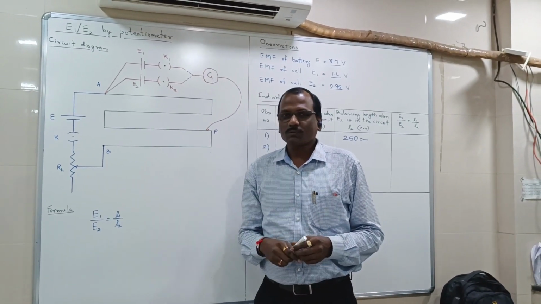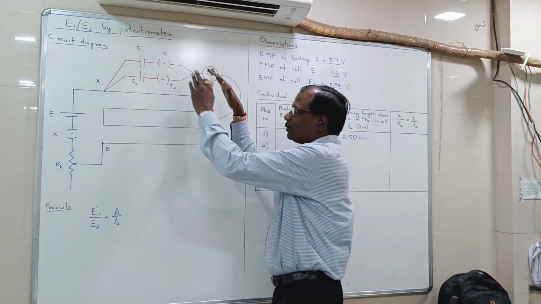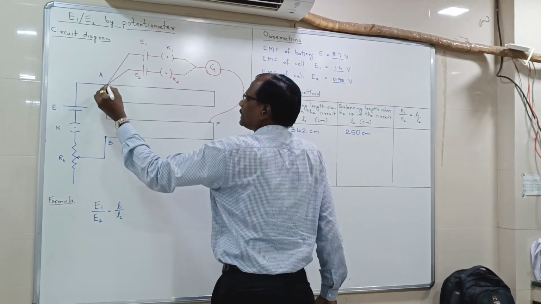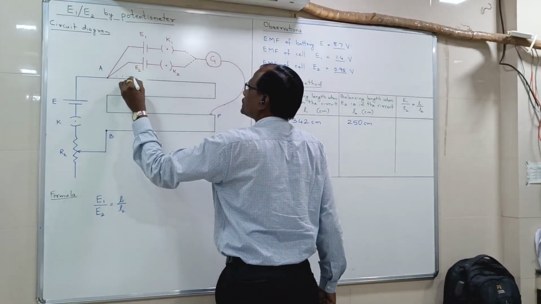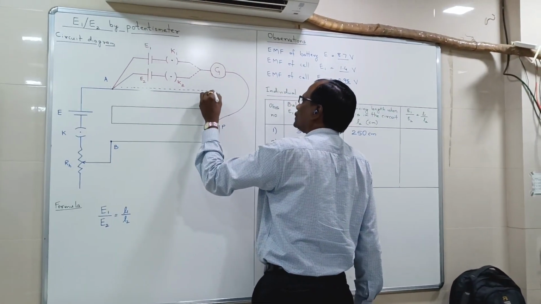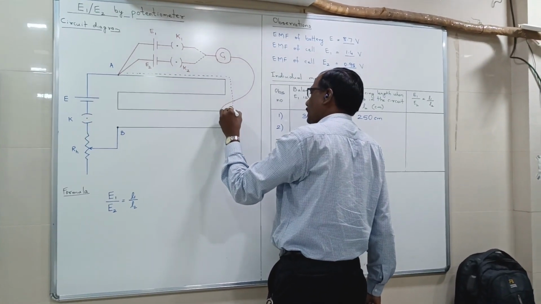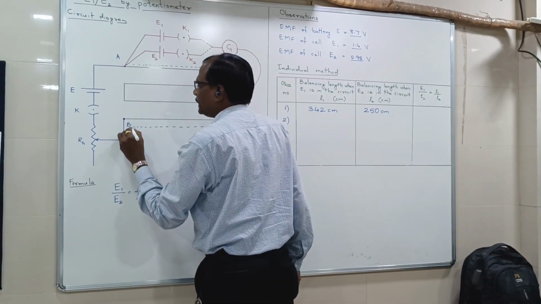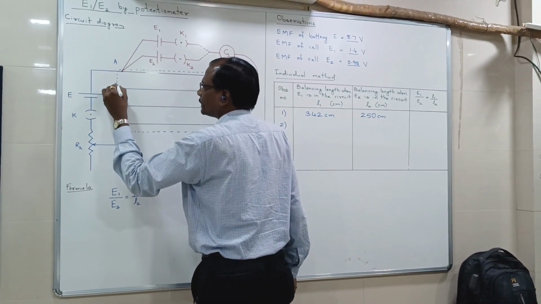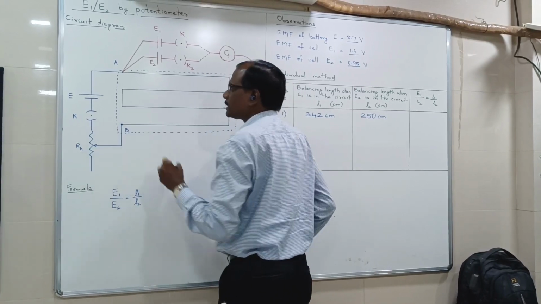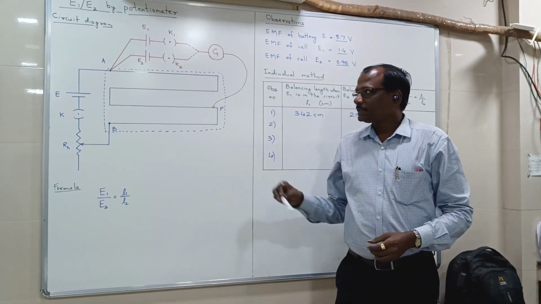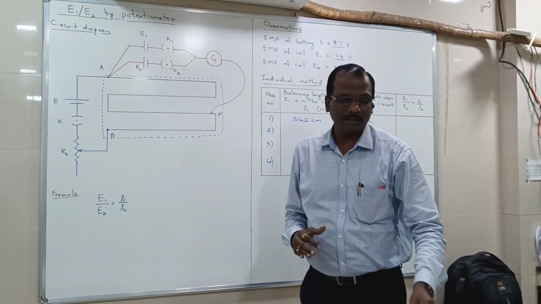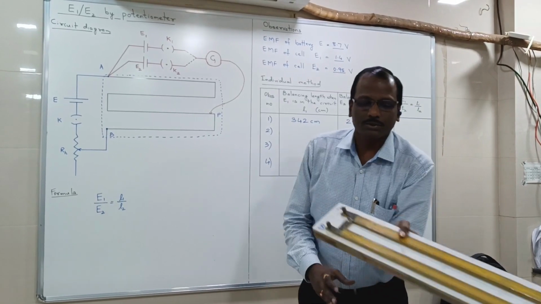Now the question arises, what do you mean by potentiometer? In this whole electrical circuit diagram, the potentiometer is basically the wire given between terminal A and terminal B. What I am showing you in this dotted region indicates the potentiometer wire. So basically a potentiometer is nothing but a wire, and in this experiment we use a potentiometer wire of 400 centimeter length.